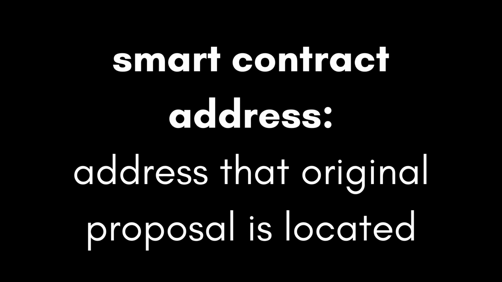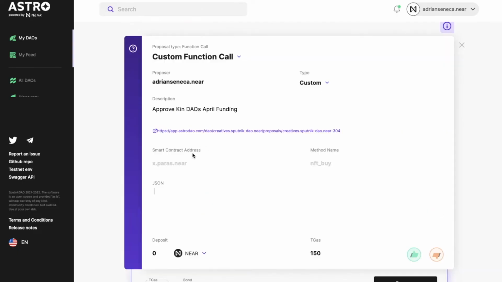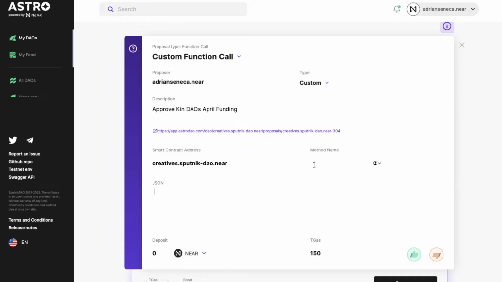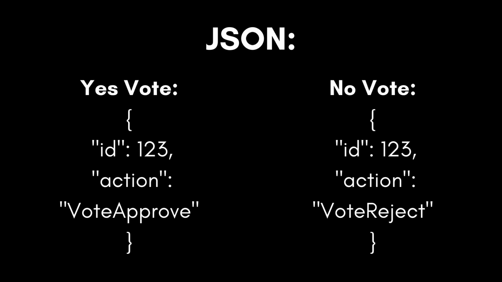Next is entering the smart contract address. This is the address where the original proposal is located. In this case, it's going to be the Creatives DAO because that's where I put the poll. And it's very easy to just hop onto the Creatives DAO homepage, make a quick copy, and paste it in so you don't make any manual errors. Entering the method name is a really simple step. You're just going to type in act_proposal.